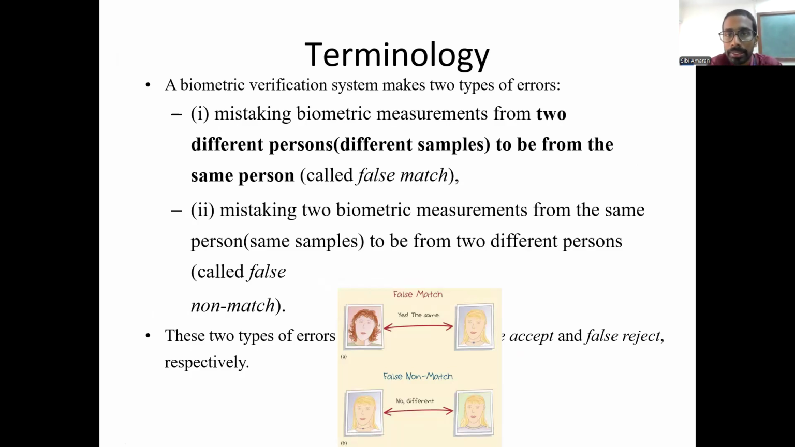Mistaking 2 different samples for samples from the same person: the biometric system is recognizing different samples, I mean person 1 and person 2, as if they are coming from the same person. That is known as a false match. And when both samples are collected from the same person, but the biometric system recognizes them as coming from different persons, it is known as a false non-match. So both are errors: one is FM and the other is FNM. Both will be rejected because both have errors.